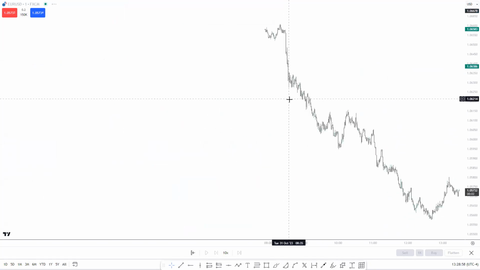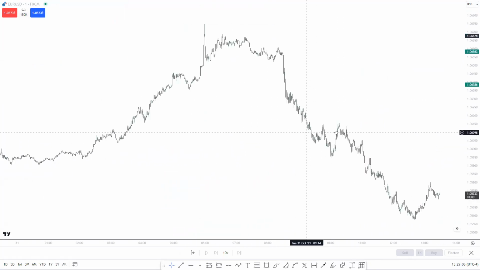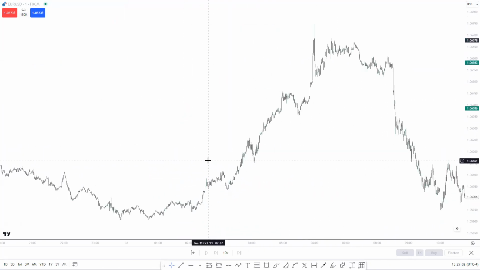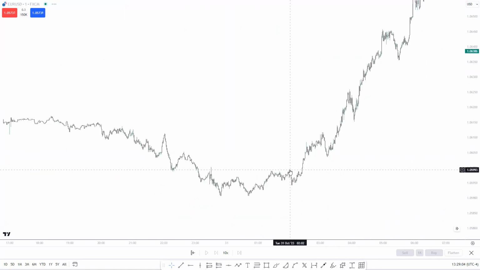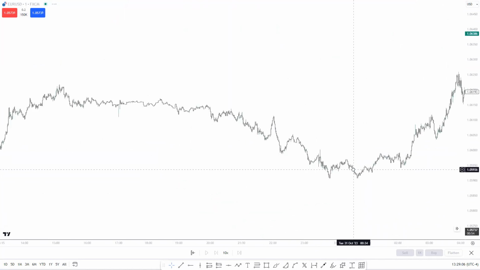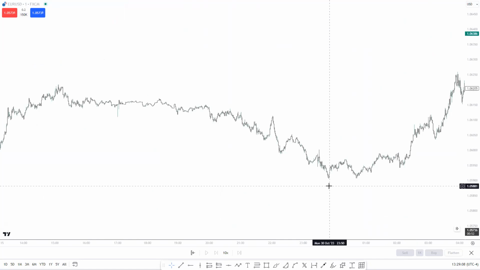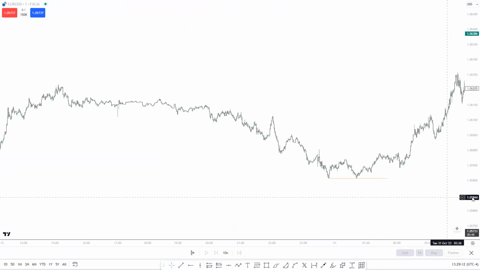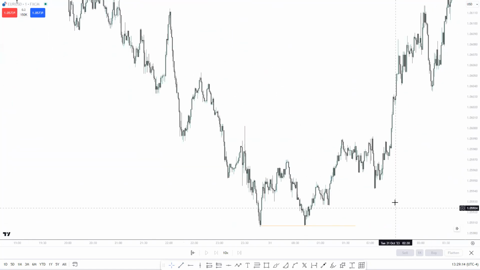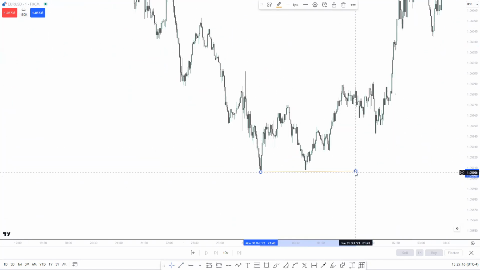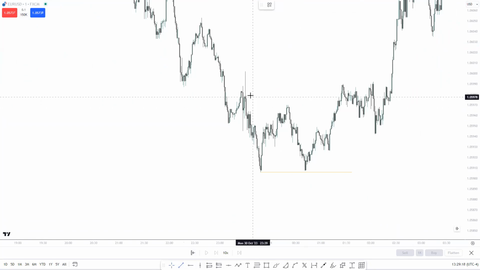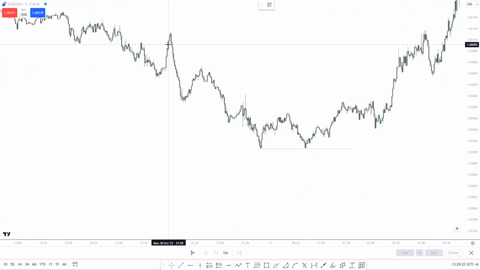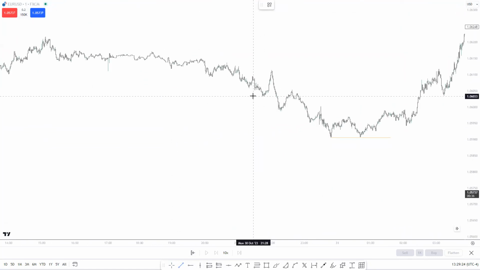Yes, most of the time the market is going to take out the high or low in the London session. So it's Tuesday, right? So we have a low right here. This is the Asian low. And where is the Asian high?